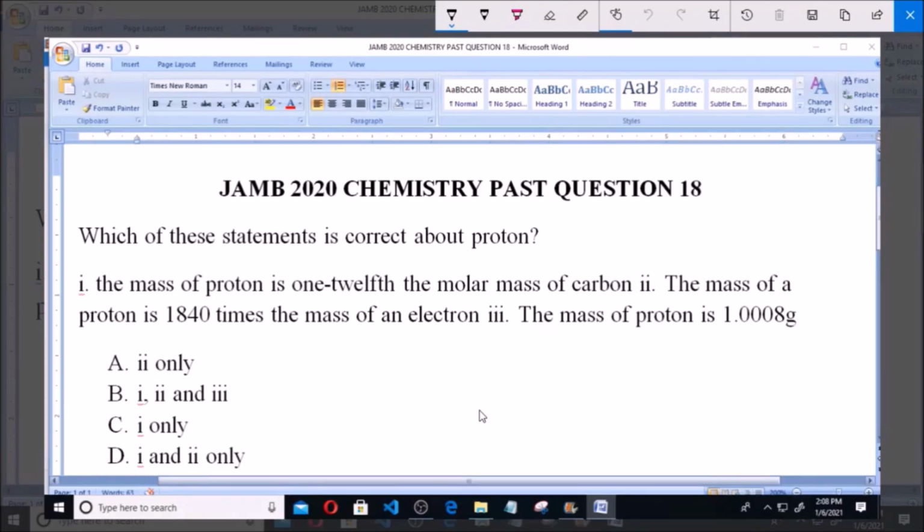Which of these statements is correct about proton? 1. The mass of proton is 1/12 the molar mass of carbon. 2. The mass of a proton is 1,840 times the mass of an electron. 3. The mass of proton is 1.008 gram. Option A says II only, that is statement 2 is correct. Option B says statement 1, 2, and 3 is correct. Option C says statement 1 is correct, and option D says statement 1 and 2 is correct.